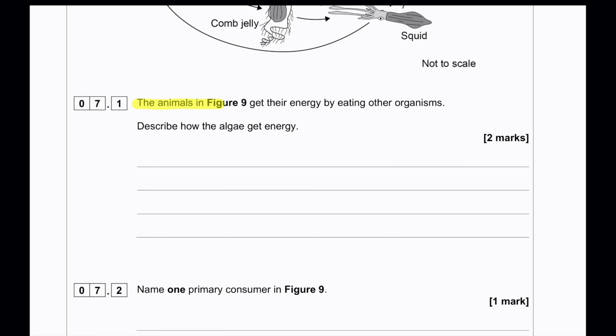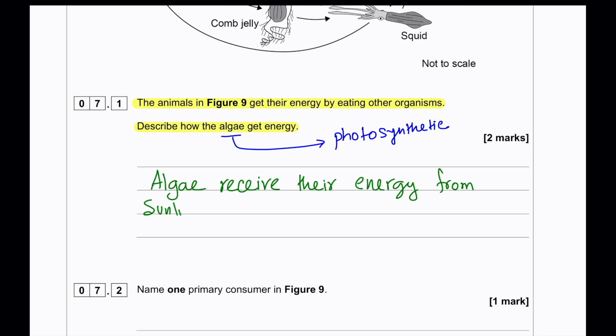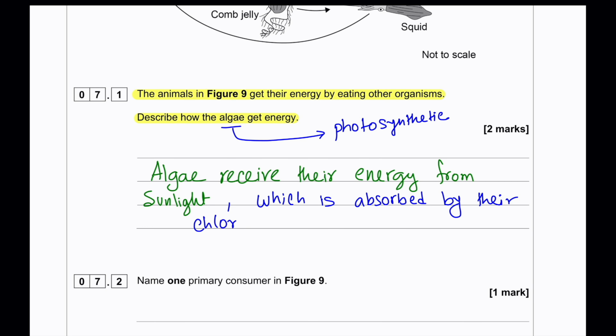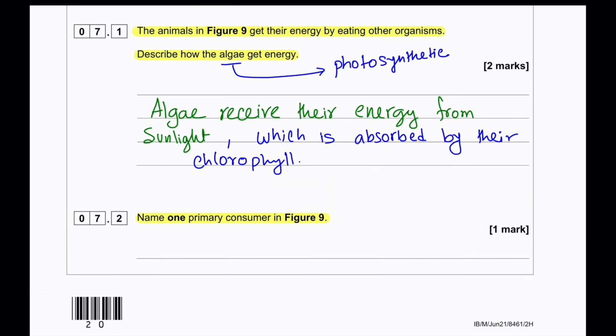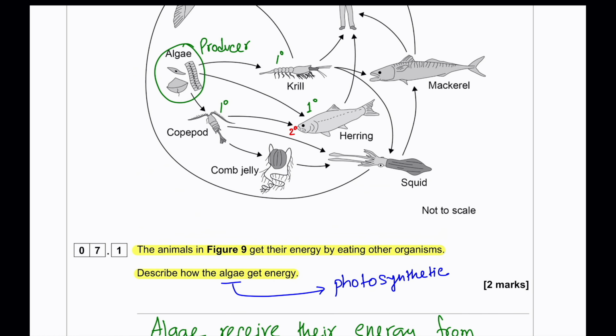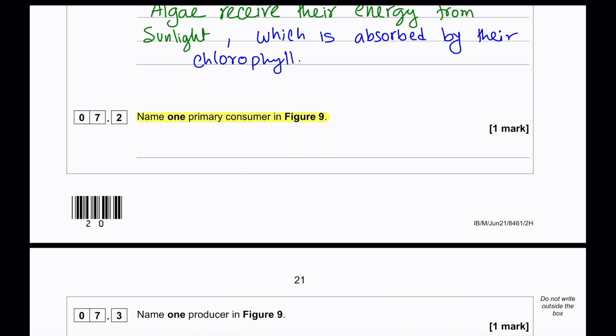The animals in figure 9 get their energy by eating other organisms. Describe how the algae get energy. So algae are photosynthetic organisms. They receive their energy from sunlight and they absorb the sunlight by using their chlorophyll. Name one primary consumer in figure 9. So primary consumers in figure 9, as we already discussed, are krill and copepod because they both feed on algae, and also herring because herring feeds on algae. So any one of the names will be correct.